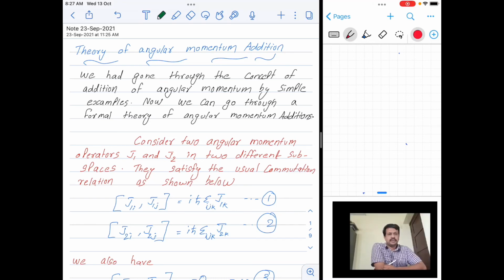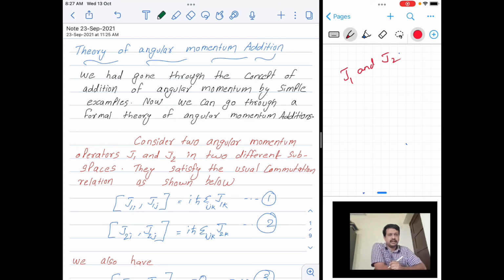In this video, I will go through the theory of angular momentum addition. We have already gone through the concept of addition of angular momentum with two simple examples, so we can now go to the final theory. For that, first we consider two angular momenta, J1 and J2.